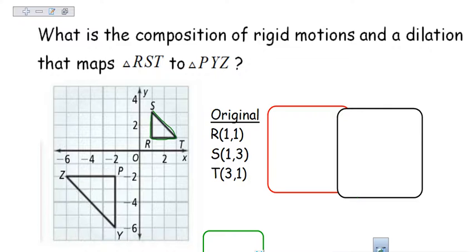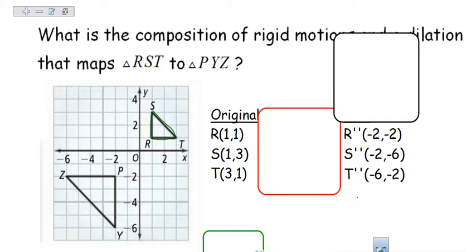I think what we should do next is look at the coordinates of our answer. R corresponds to P, S corresponds to Y, and T corresponds to Z. So maybe I'm going to write those on here. Our R becomes P, our S becomes Y, and our T becomes Z. I just wrote down double prime because that is the second image that happens.